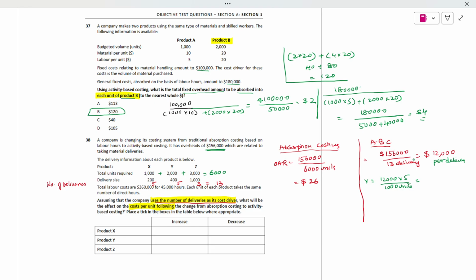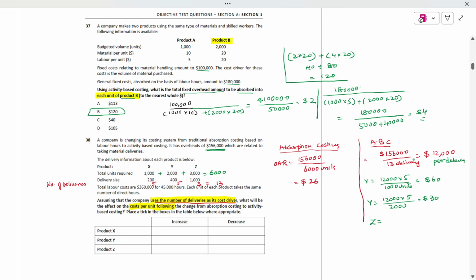12,000 units, you'll get 60. You will get 60. Y is how much? 12,000 times how many units? 5. 5 divided by 2,000. It will give you $30. Z is how much?